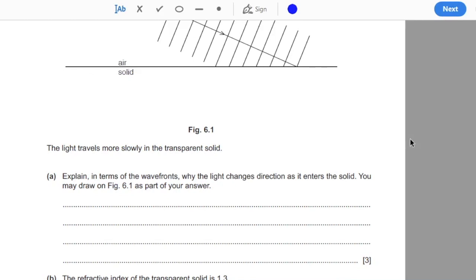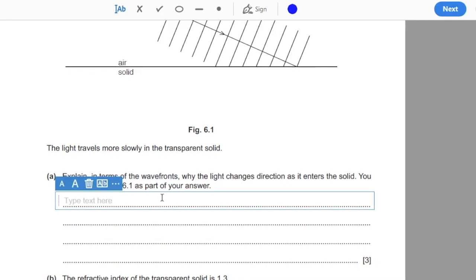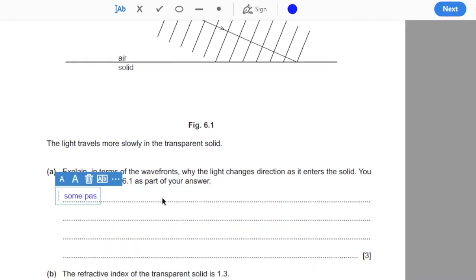Okay, so not all the wavefronts will be hitting the solid at the same time. All those parts of wavefronts which are nearer to the solid will be hitting the solid first, and all parts are going to hit the solid at different time intervals. So some parts of wavefronts hit the solid first, and they all hit the solid at different time intervals.